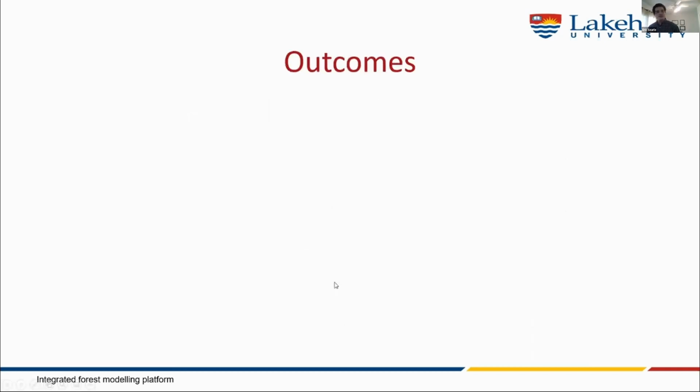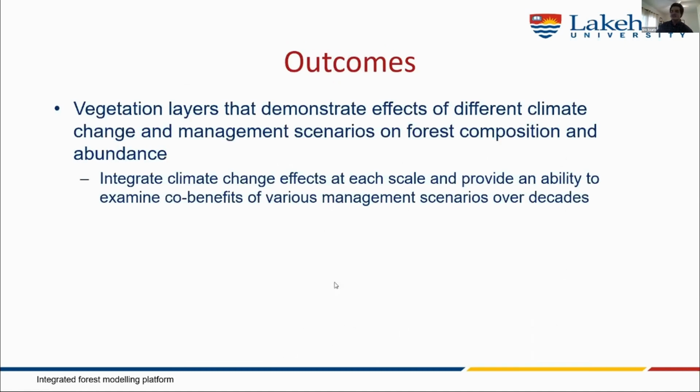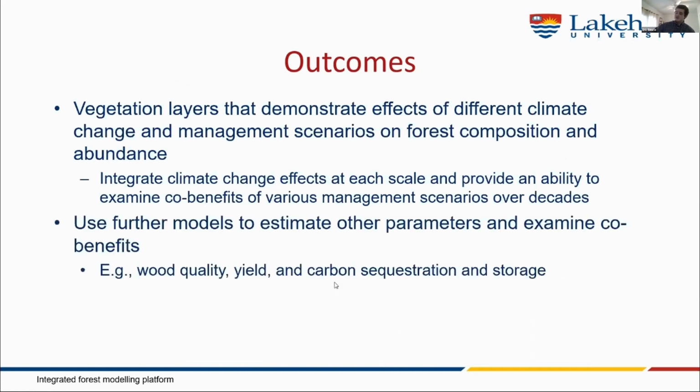So outcomes, almost done here. I'm just noticing my time, but we'll produce vegetation layers that demonstrate the effects of different climate change and management scenarios on forest composition and abundance, and again, integrating those climate change effects at each scale. Then we also want to use those further models to estimate other parameters and examine co-benefits of each management and climate change scenario.